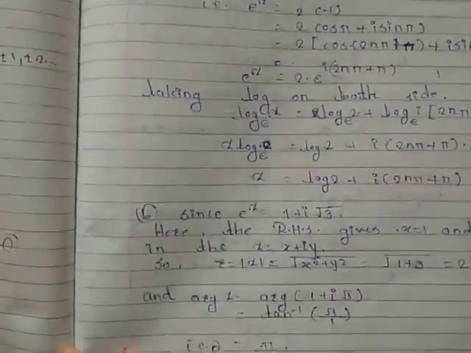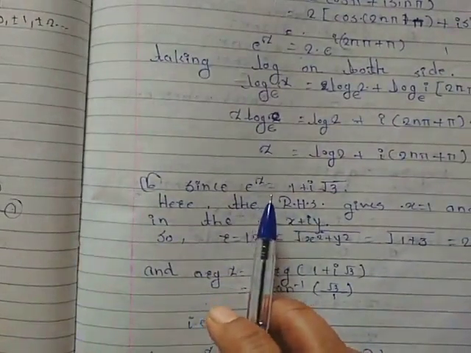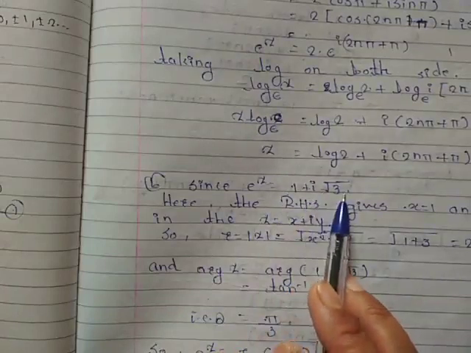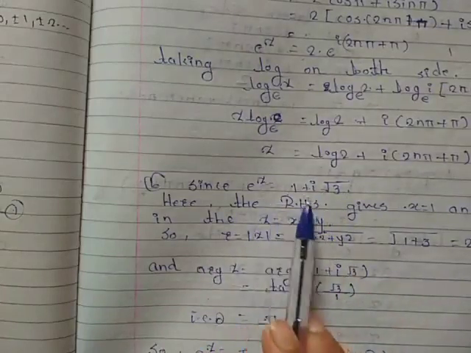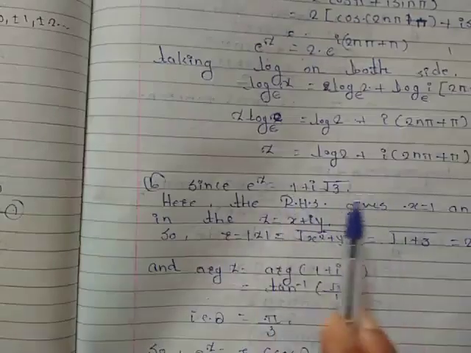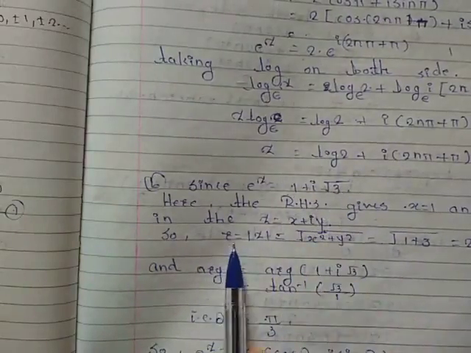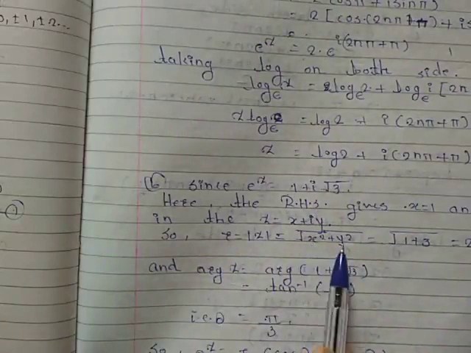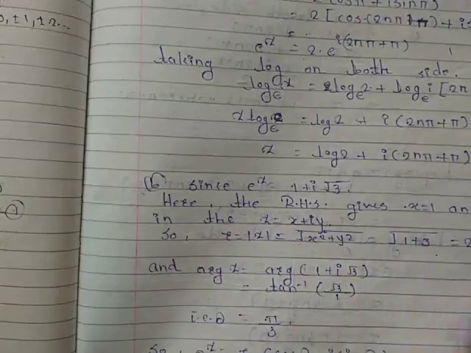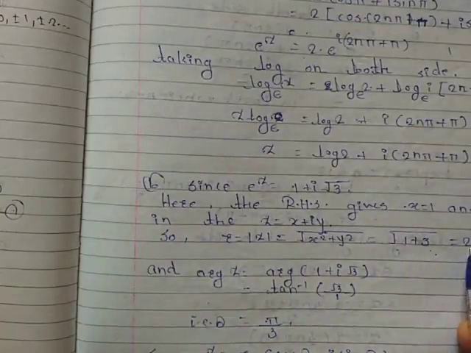And let us see the next example. We have to find all the values of z such that e raised to z is equal to 1 plus i into root of 3. Here the RHS gives x is equal to 1 and y is equal to root of 3. Okay. So modulus of z is equal to under root of x square plus y square, which is equal to under root of 1 plus 3. 1 square plus root of 3 square is 3, 1 plus 3 is 4, so this is equal to 2.